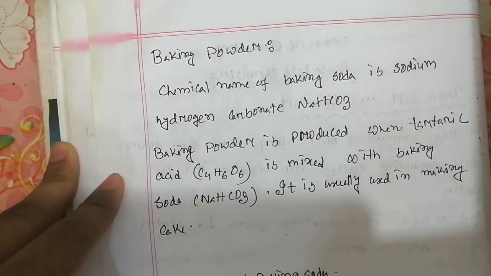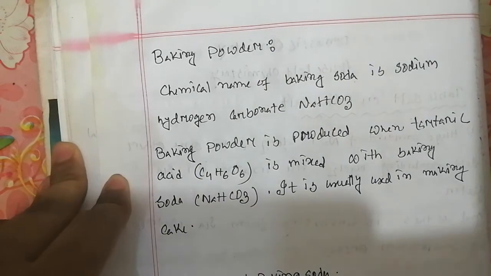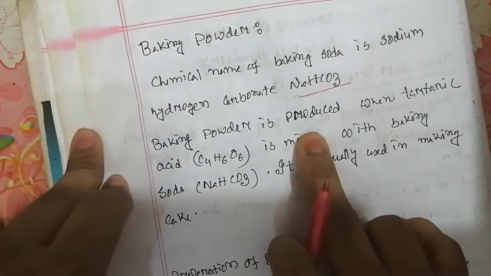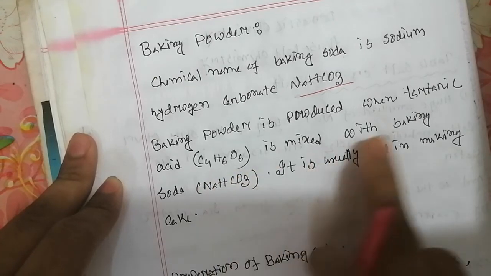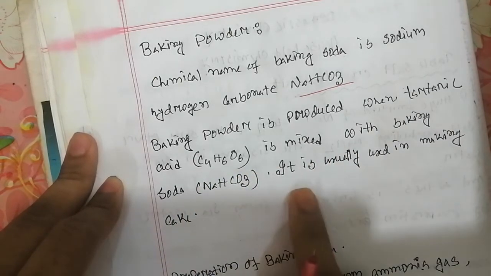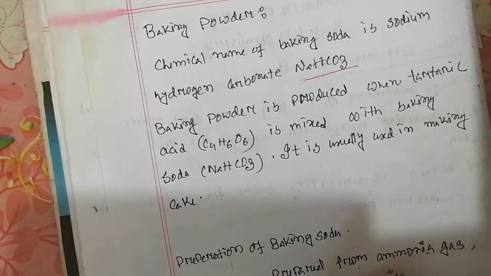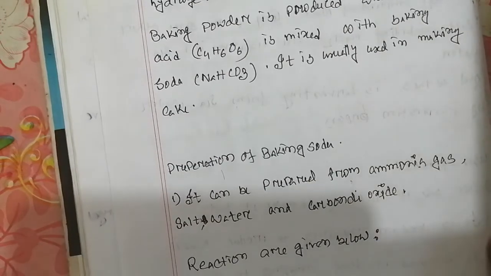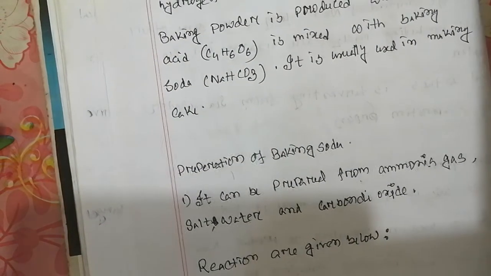Now we discuss baking powder. Chemical name of baking powder is sodium hydrogen carbonate, or sodium bicarbonate. Baking powder is produced when tartaric acid is mixed with baking soda, and it is usually used in making cake. Preparation of baking powder. It's an important topic.